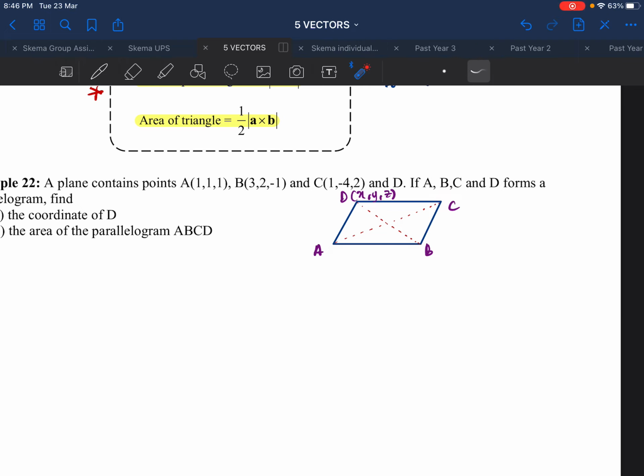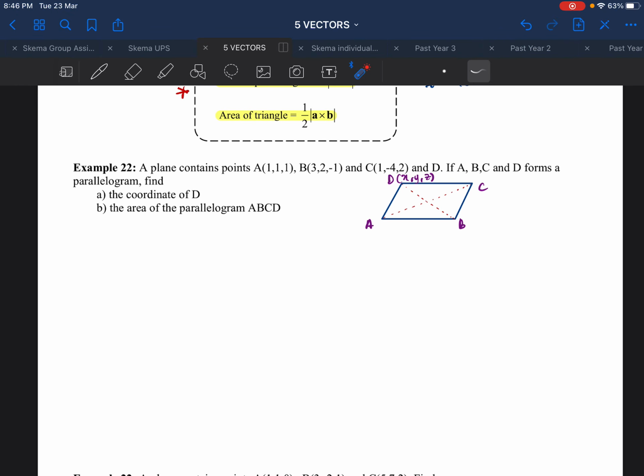So, ingat kita belajar dalam circle, kita belajar dalam parabola, ellipse. Macam mana nak cari nilai dekat tengah-tengah center ni? Macam mana nak cari? Betul, midpoint. Okay, nak cari center dia. Center, maksudnya midpoint antara AC ialah sama dengan midpoint antara BD kita. So, kita boleh letak midpoint AC is equals to midpoint BD.